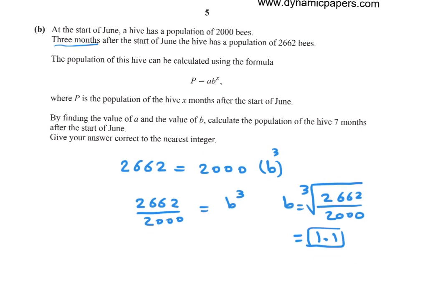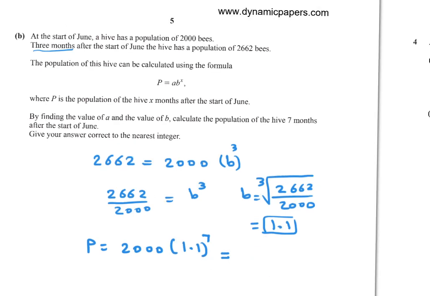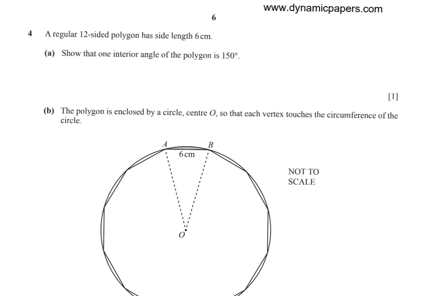Now after 7 months, the new population will be the original value, which is 2,000, times 1.1 to the power 7, which equals 3,897 to the nearest integer.